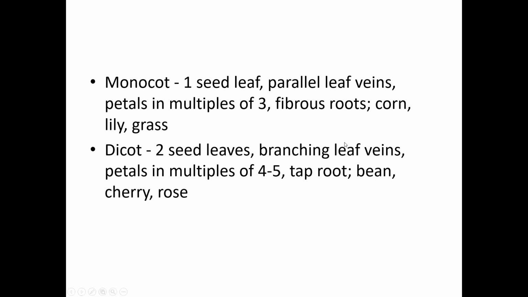If you can see the flower, you can count how many petals there are. If it's in multiples of 3, it's a monocot. If it's in multiples of 2, 4, or 5, it's a dicot. The other stuff, you'd have to pick them out to see them, but if they have fibrous roots, they tend to be monocots, and a big taproot like a carrot tends to be a dicot.